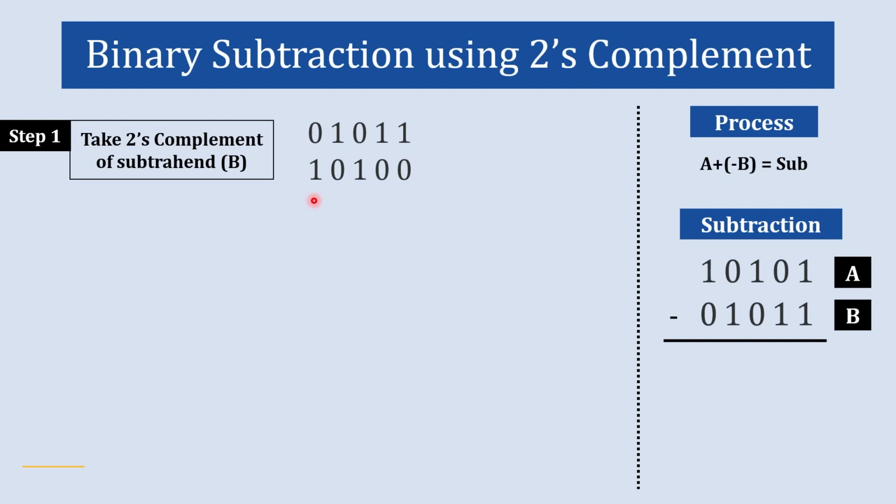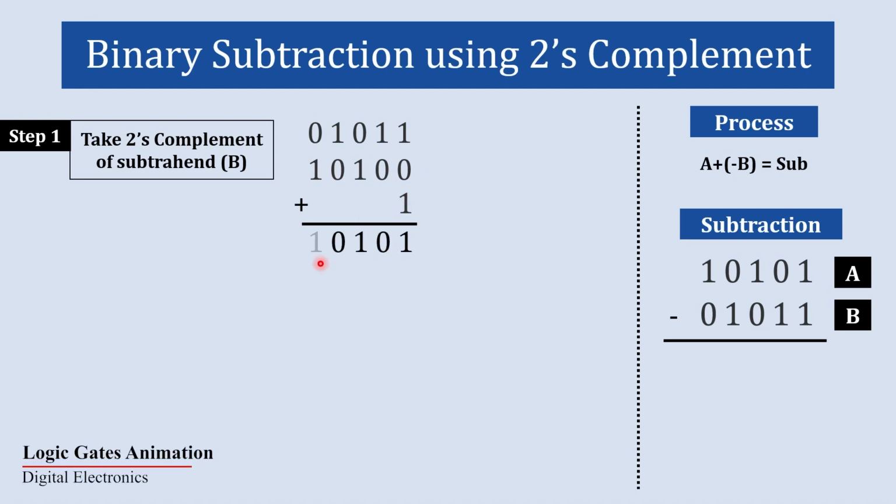Now in the next step, we add 1 to this 1's complement. So 1 plus 0 is 1, 0 as it is, 1 as it is, 0 and 1. So this 1 0 1 0 1 is the 2's complement of this subtrahend 0 1 0 1 1.